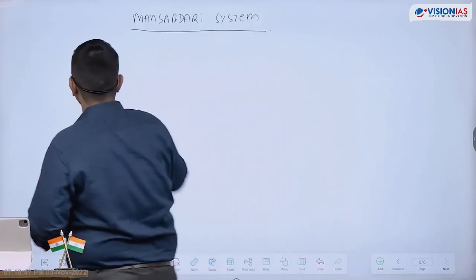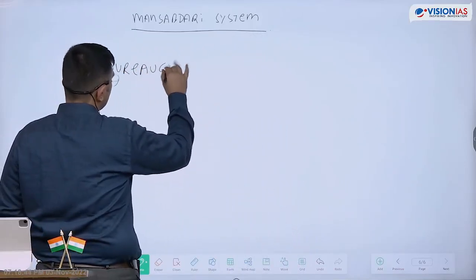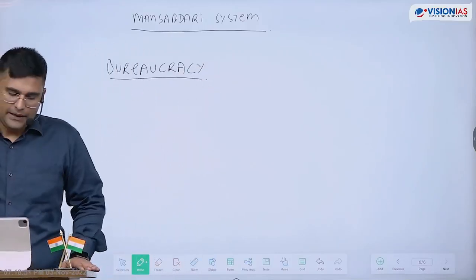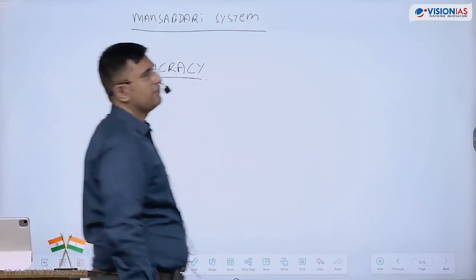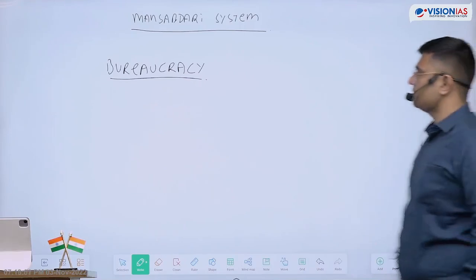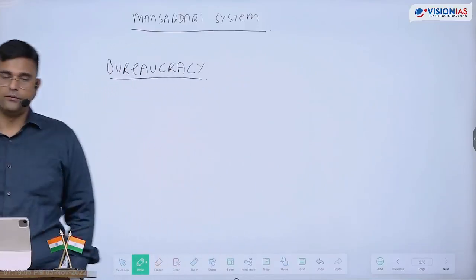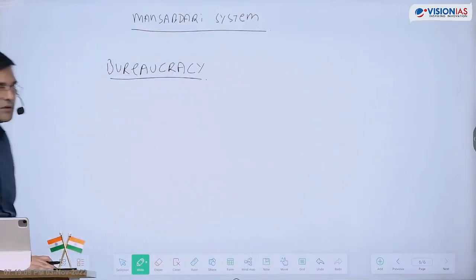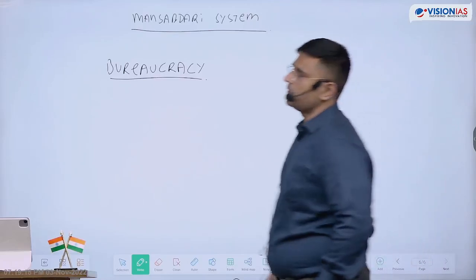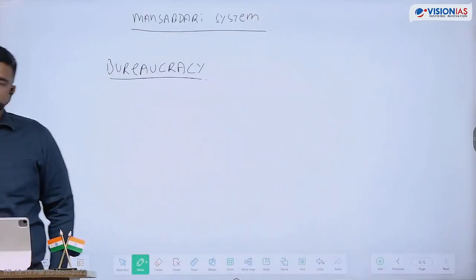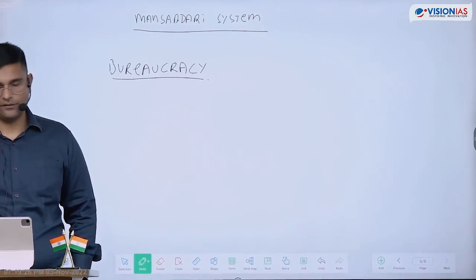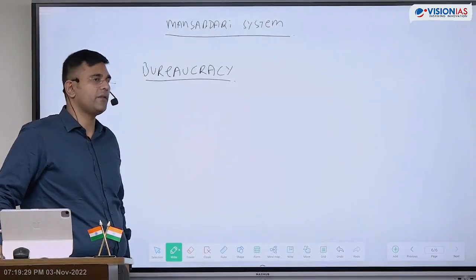Write down, it was, and this spelling is tough, but since you are going to be a bureaucrat, at least remember its spelling, bureaucracy. It was a military bureaucracy system of Mughals, established by Akbar, 1605.